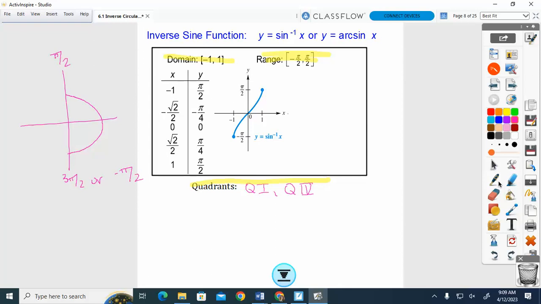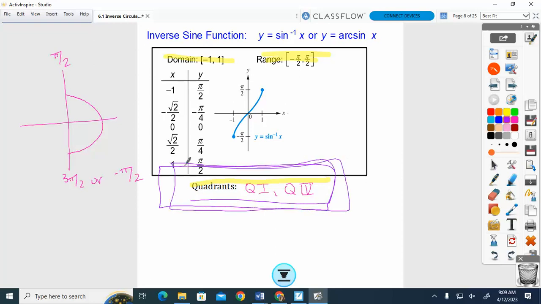Now, I'm giving you the domain, the range, the graph, just so you've seen it. Our focus is going to be on evaluating these. The one thing that you really need to know from this slide is these quadrants. This is the main piece here. You need to know what quadrants each inverse exists in. The rest I'm putting up for our discussion purposes, but the important part is sine inverse has to be in either quadrant 1 or 4.